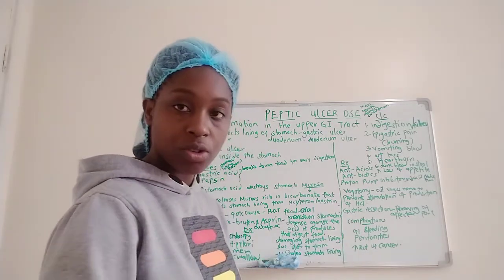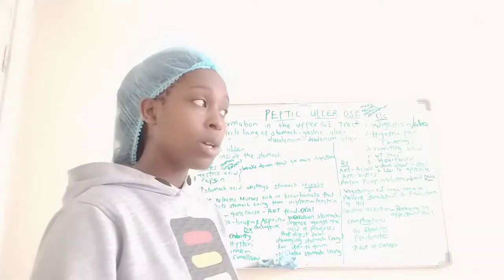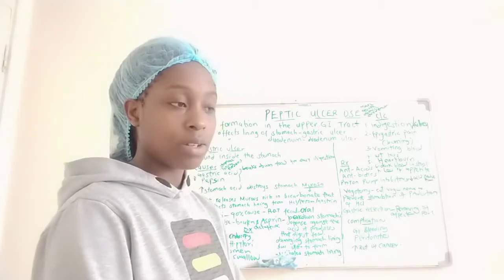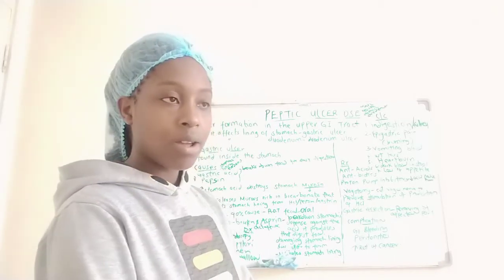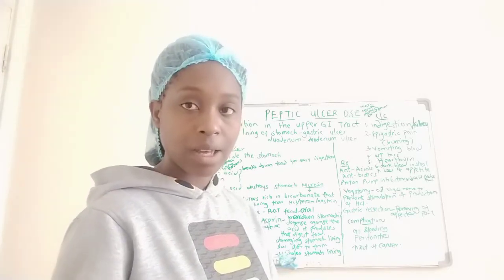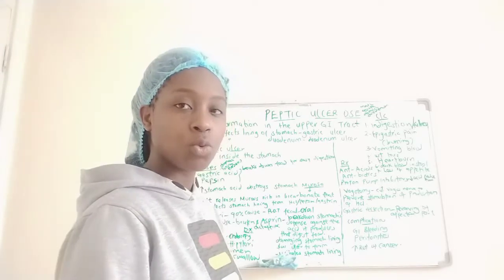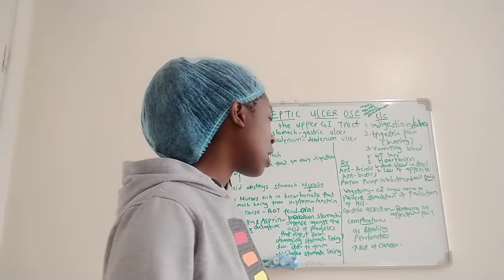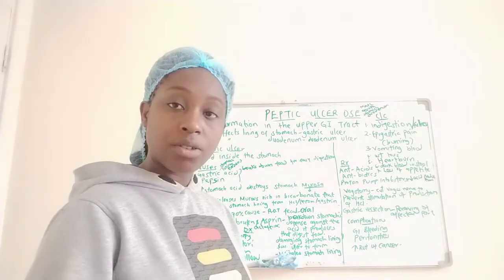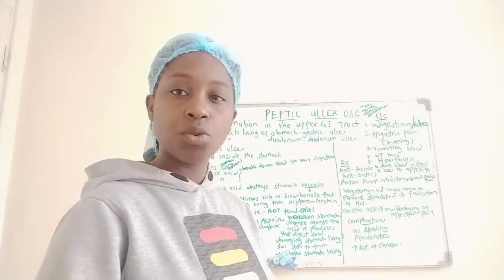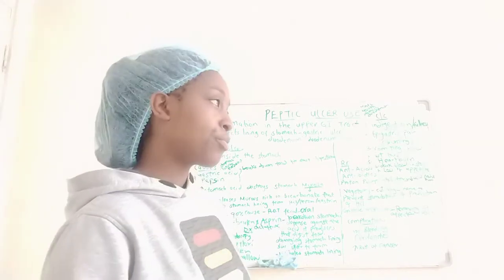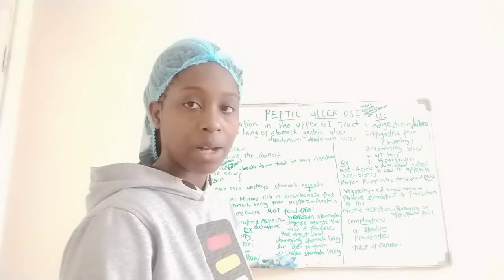What are the complications of peptic ulcer disease? Number one, we have GI bleeding. That is why you will find out that these people, they vomit blood, or there's blood in their stool. That means there is a bleeding from the ulcer, and bleeding will lead to anemia. We also have peritonitis, and we also have increased risk of cancer. If your stomach is exposed to these gastric acids for a longer period of time, you might end up getting a stomach cancer.